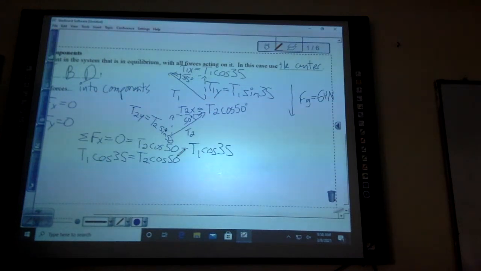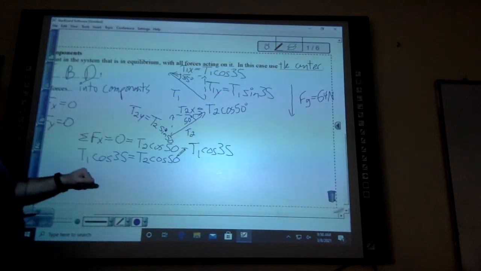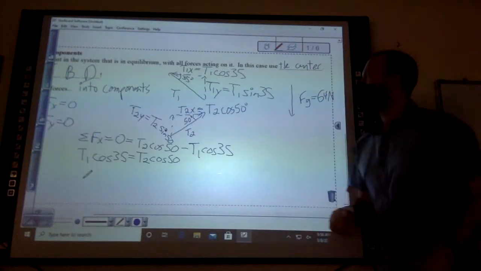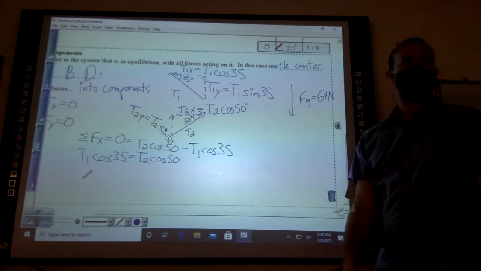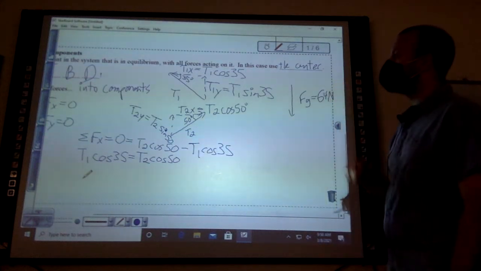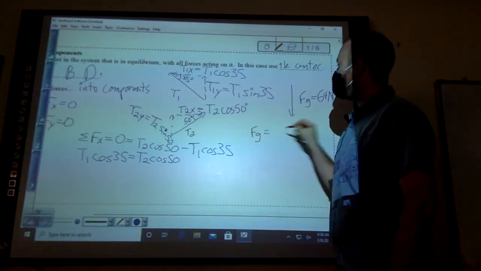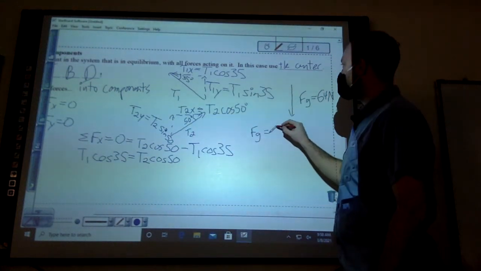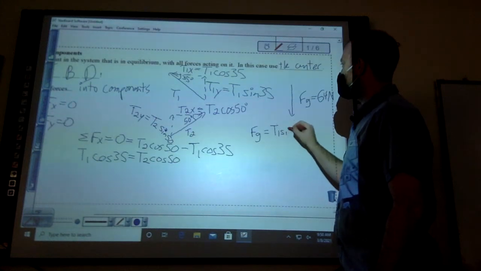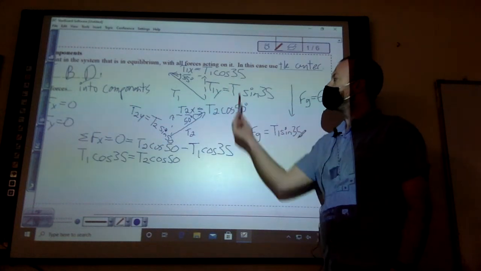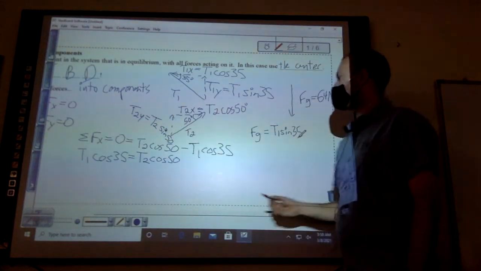Algebra. I'm going to leave it at that for now. Let's look at the y components. I'm not going to write it out as explicitly this time because it's just a big equation. Forces up have to equal forces down. That's what the sum of the y direction equals 0 means. So this means my Fg, the force down, must equal the forces up. So T1 sine 35, this is my y component going up here, plus this y component here.